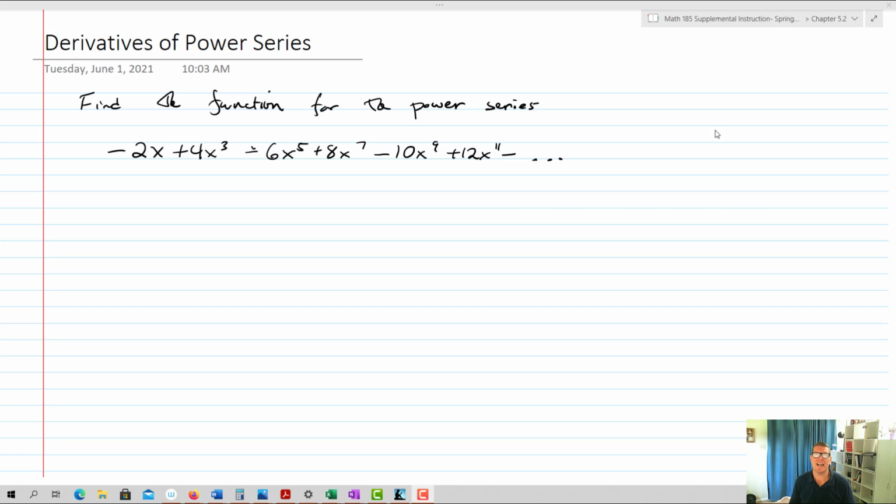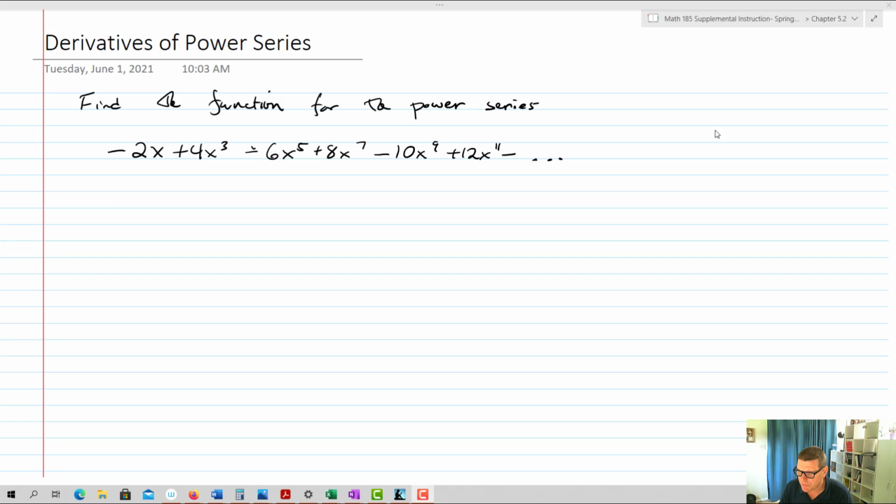So what we're going to be looking at now is how we utilize derivatives of power series in order to solve problems of this kind: negative 2x plus 4x cubed minus 6x to the 5th plus 8x to the 7th, etc. And just like working with integrals of power series, we're going to have to be able to identify when we are actually dealing with the derivative of a power series.